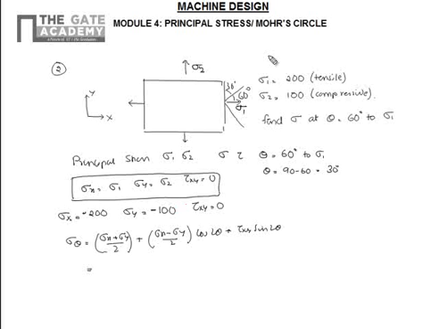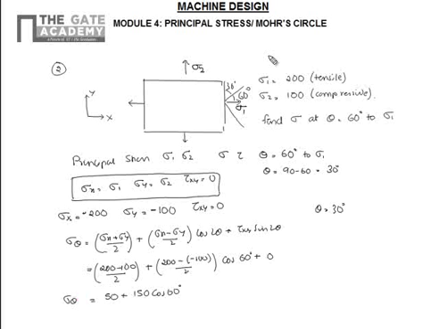So we have 200 minus 100 by 2 plus 200 minus 100 by 2 cos 2 theta. Theta is equal to 30 degrees, so cos 2 theta is cos 60 degrees, plus tau xy is 0. So this becomes 50 plus 150 cos 60. That will be sigma theta, which is equal to 125 Newton per mm square.